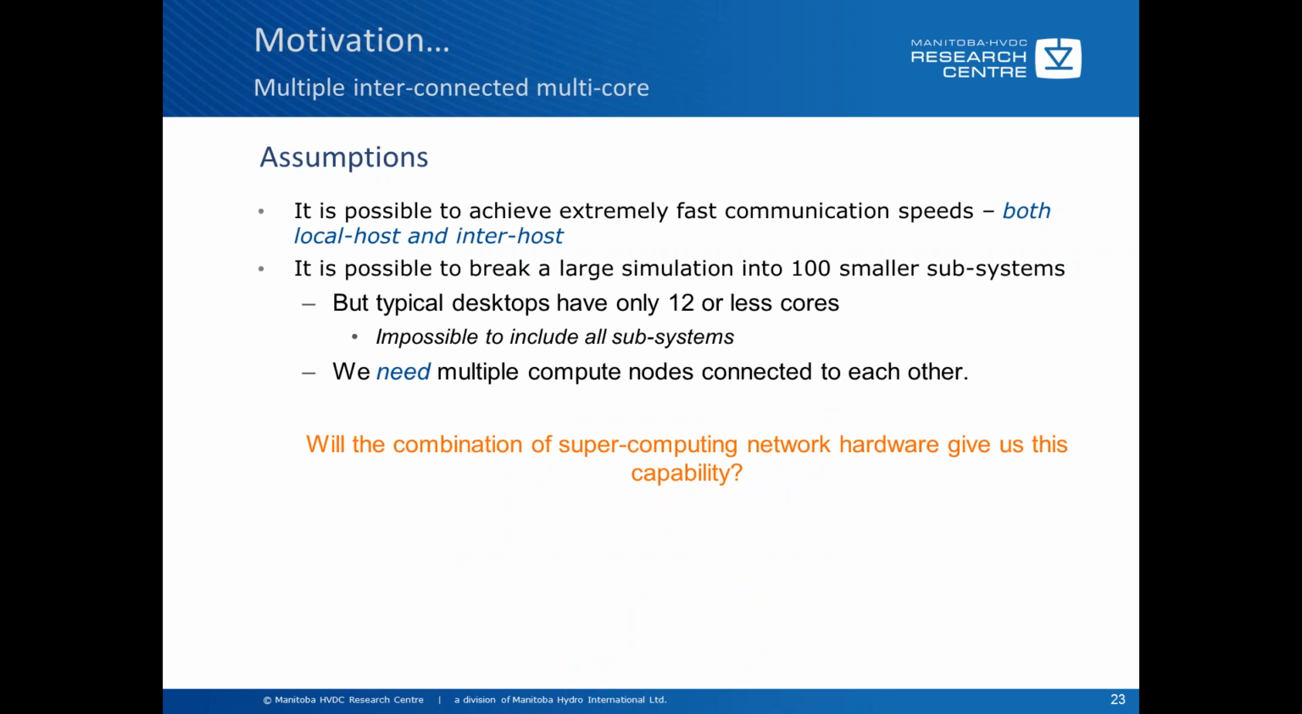So we make some assumptions. We need really fast communications, both localhost and interhost. Is it possible to break a large system into 100 smaller subsystems? But typically we only have 12 cores or less. We need multiple compute nodes. What if we applied supercomputing network hardware? What if we used high-end hardware that is typically used in supercomputing environments for clusters? Can we apply this on traditional desktop machines and use it with PSCAD?